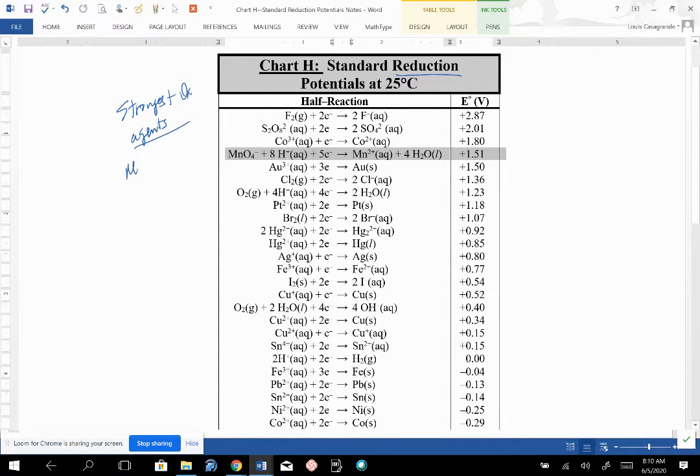Or the most easily reduced. And notice those have large positive EMFs, or large positive E naught. So the larger the positive E naught, the more easily a substance or a reduction reaction is going to occur.